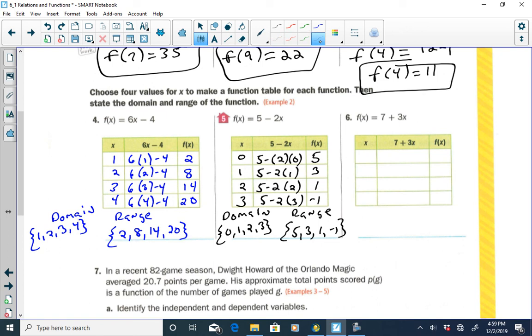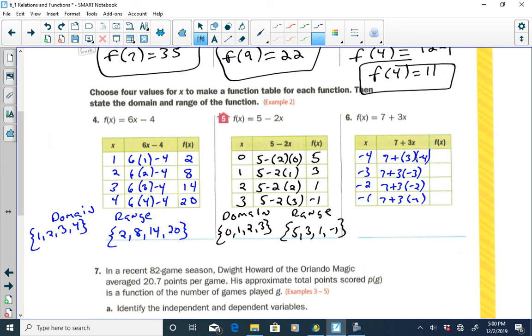Next example, choose different inputs. Let's do negative 4, negative 3, negative 2, negative 1, because we can use anything we want for our inputs. That's why they're called the independent variable. They can exist by themselves. So 7 plus 3 times negative 4. Then we have 7 plus 3 times negative 3, 7 plus 3 times negative 2, and 7 plus 3 times negative 1.